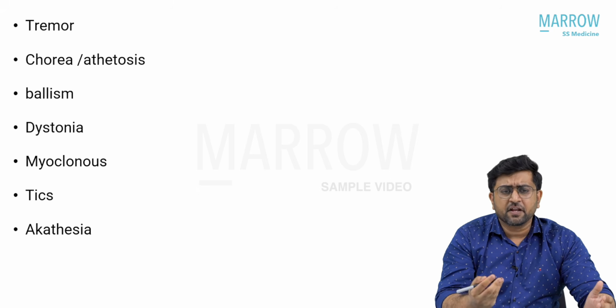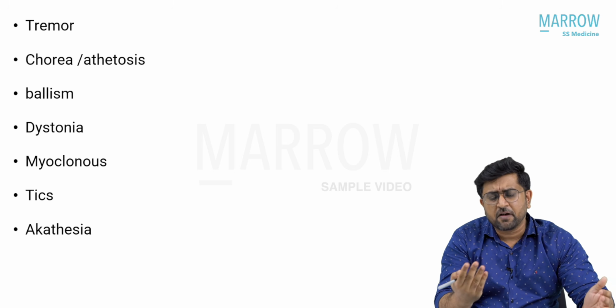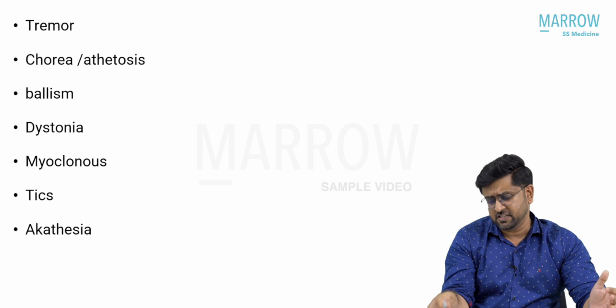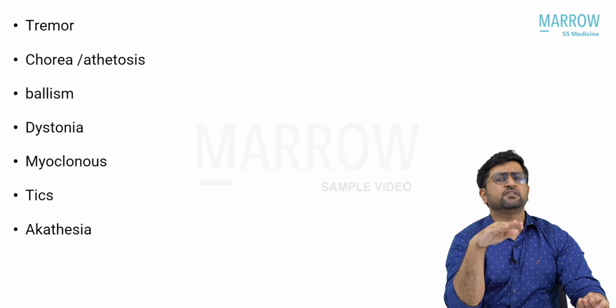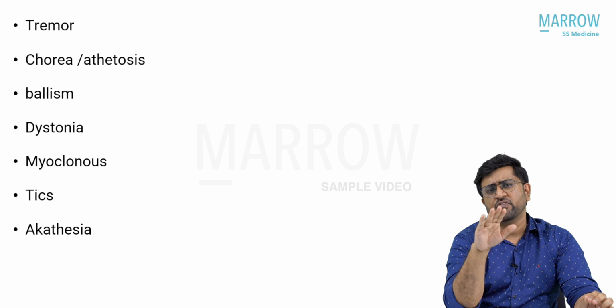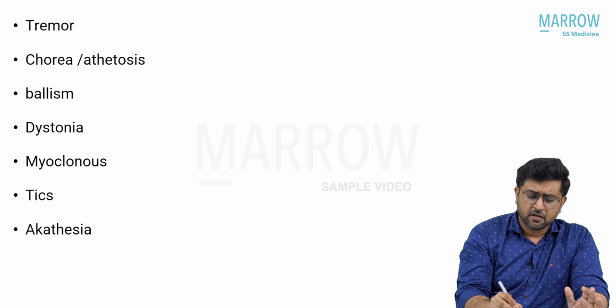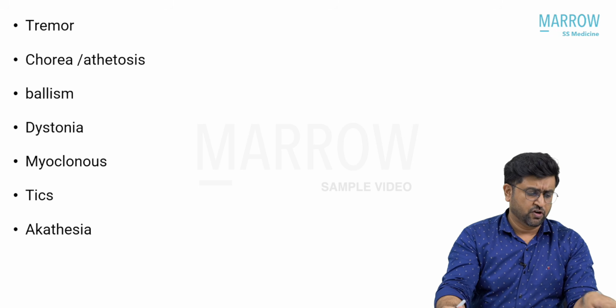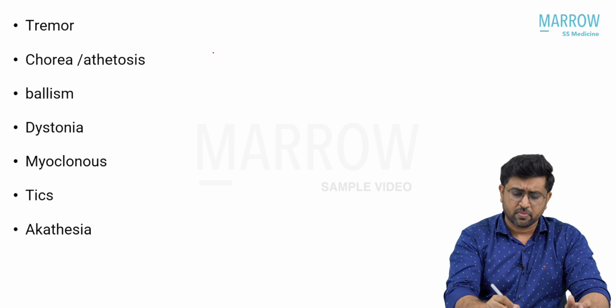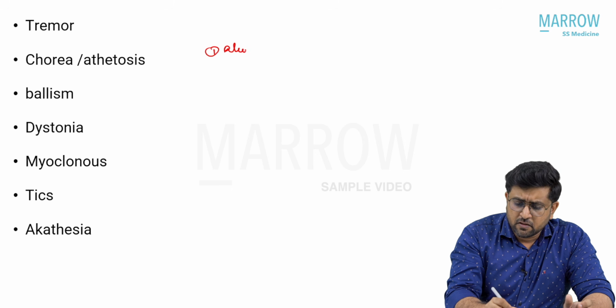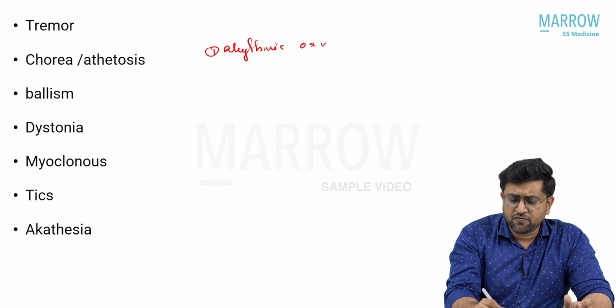If you take hyperkinetic movement disorders, I told you they can be tremor, chorea, ballismus, dystonia, myoclonus, tics, and akathisia. First of all, when you see a movement disorder, you should identify whether it is rhythmic or not. So the first step is whether the movement you are going to see is rhythmic or not. Rhythmic or not is the first step.